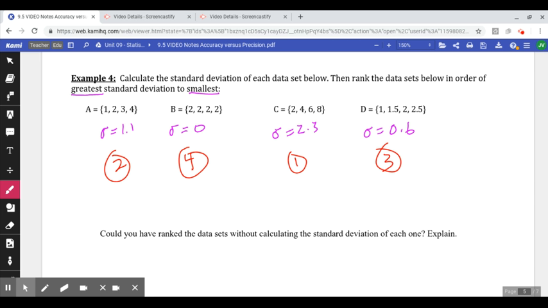Then if we look at, let's see, part A is spread out from 1, 2, 3, and 4. So that's probably the second one. And then we have part D is even less spread out. That's from 1, 1.5, 2, and 2.5. And then part B, the data is not spread out at all. That data is the same. So we probably could have ranked each one of these data sets without standard deviation, but standard deviation gives us a numerical value for us to rank those.